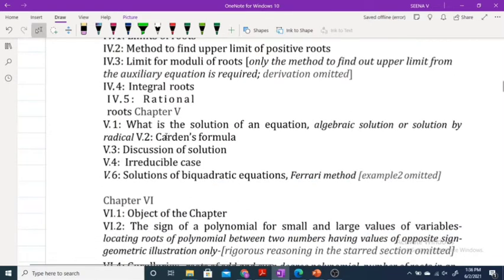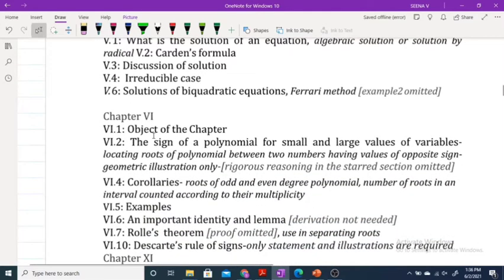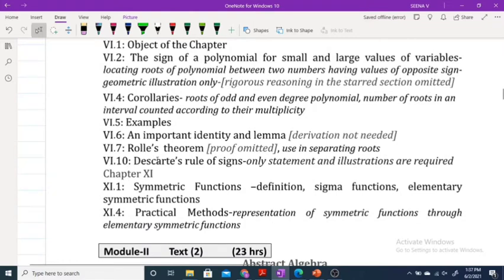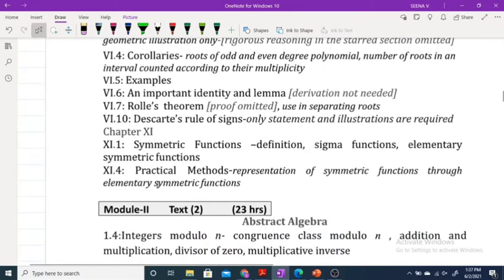And chapter 5, we are discussing what is the solution of an equation, discussion of solution, irreducible case, solution of biquadratic equation, Ferrari method. Okay. And chapter 6, object of the chapter, the sign of polynomial for small and large value of variables, locating roots of polynomials between two numbers having values of opposite sign, geometrical illustration only, and some corollaries and some examples, and some theorems like Rolle's theorem. And in chapter 11, we are discussing symmetric functions and practical method.